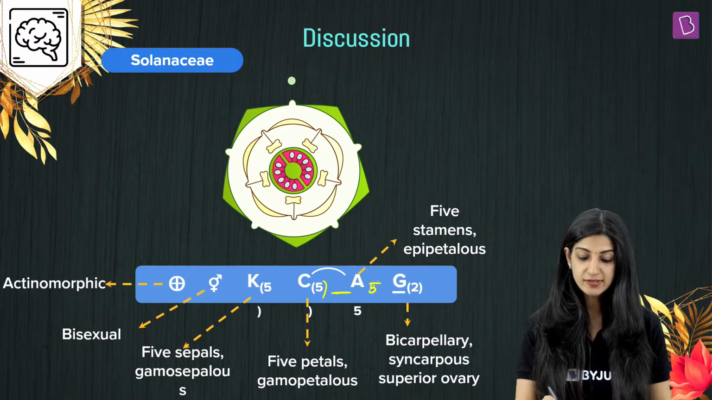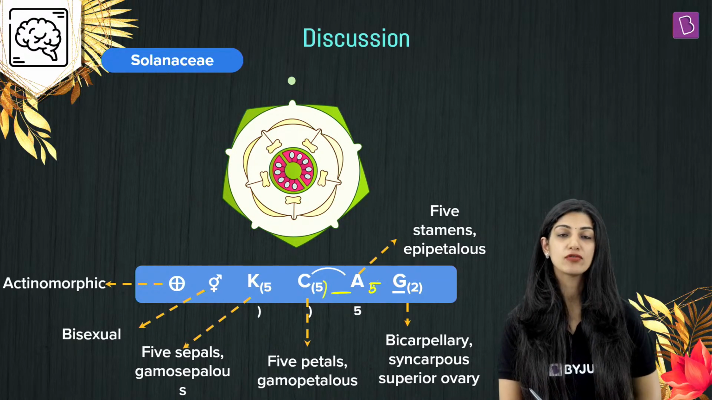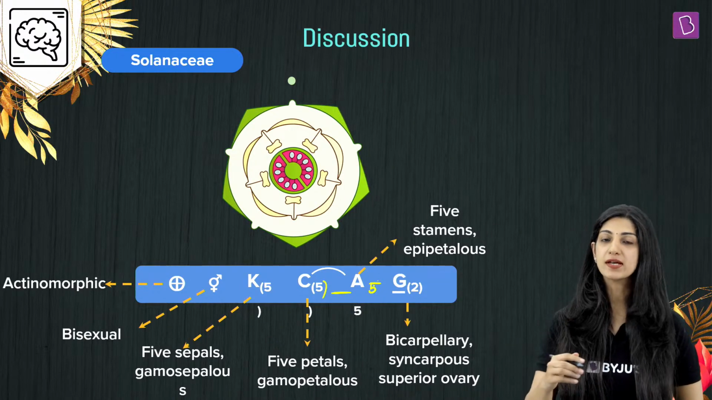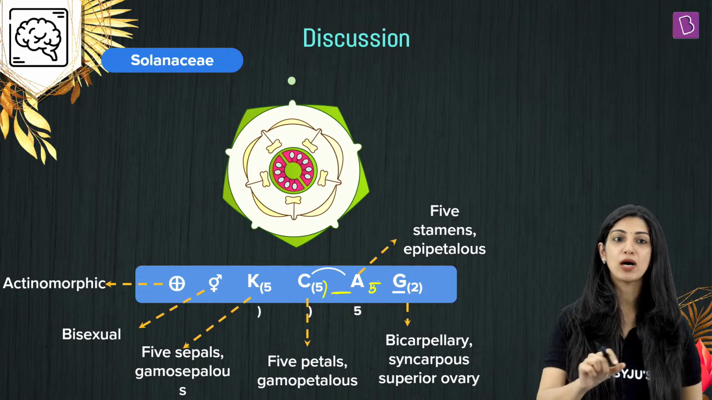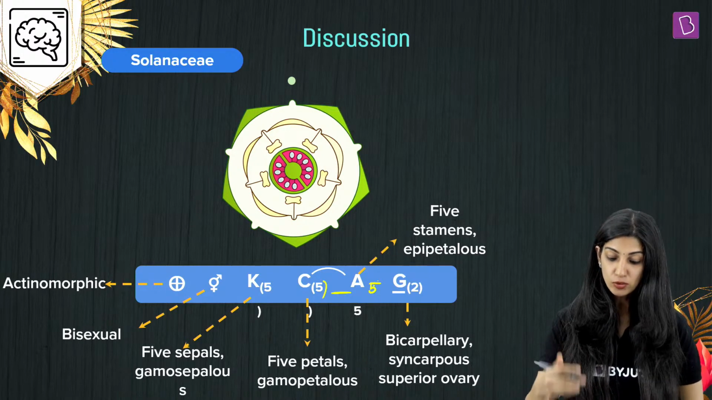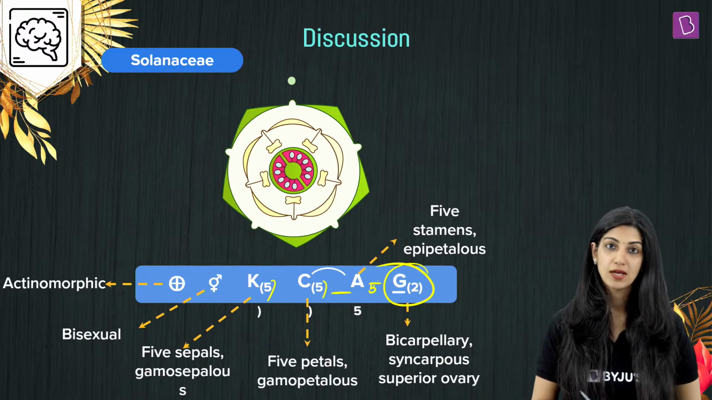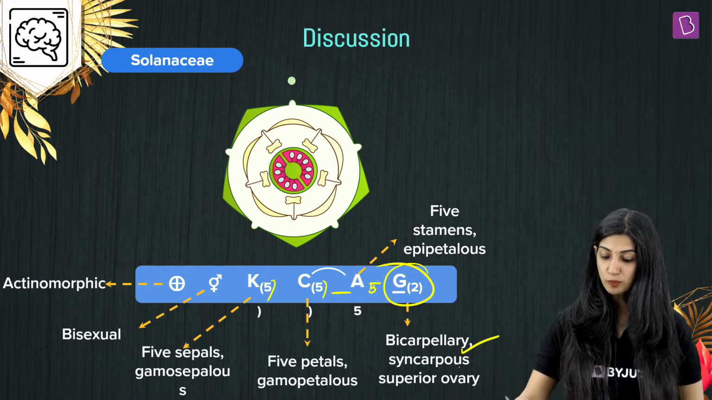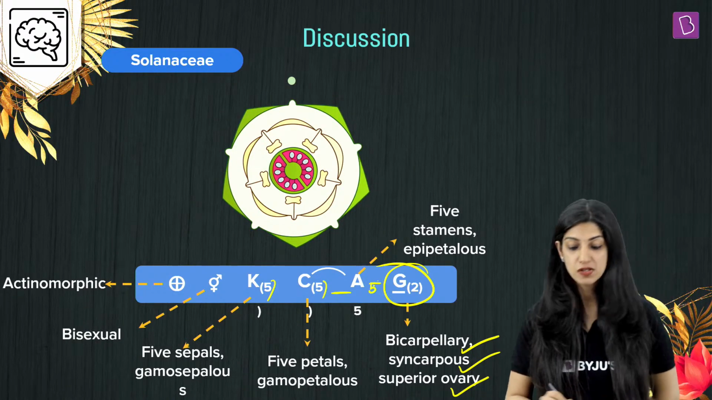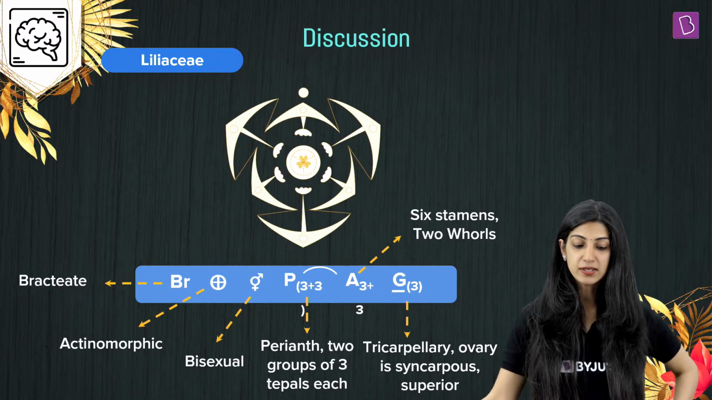What condition? What is it? Who will tell me? Let's see. What is this condition that is shown in the floral formula? It is the epipetalous condition, which is again the striking feature of Solanaceae. So you will look for this condition. You can look for gamopetalous condition, and the ovary still remains superior. Bicarpellary, syncarpous, superior ovary. Is that clear everybody? So for Solanaceae, you can note down, you will look for definitely your epipetalous condition.